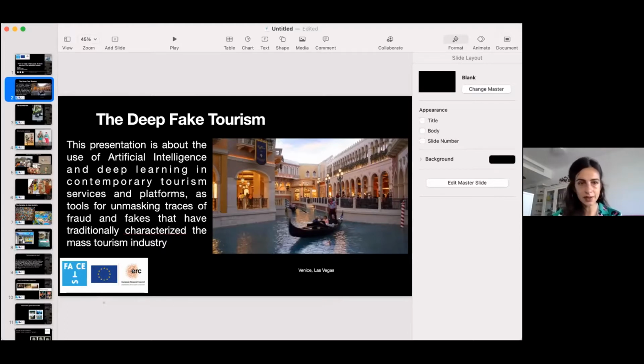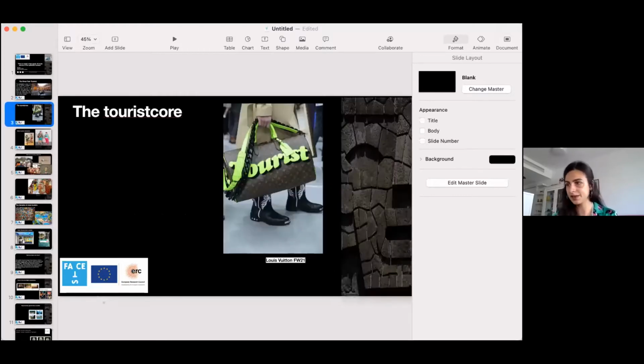So I'll start by showing you these accessories from the Louis Vuitton Fall 21 show. In the fashion industry, blogs have started to refer to the style of this bag as tourist core. What does it mean, tourist core? The tourist core is a neologism that refers to an aesthetic similar to the gorpcore, that is the mountain style, and the loungewear that recently became popular.